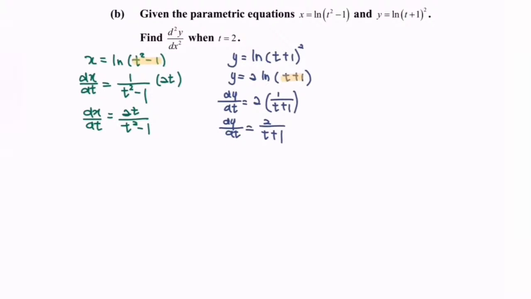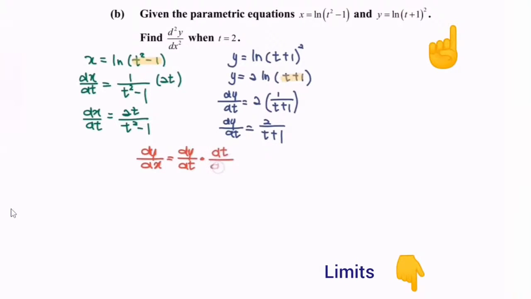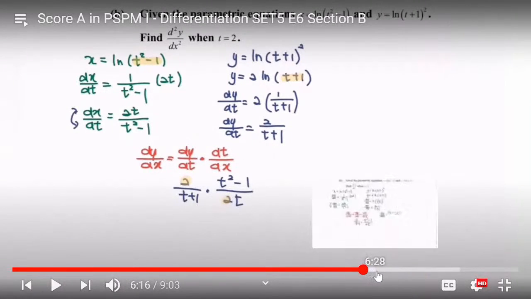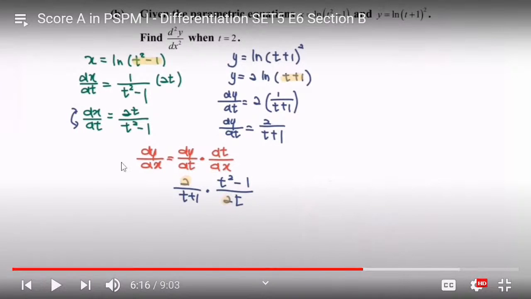Next, we are going to find the dy dx. So the formula would be dy dx equals to dy dt multiply with dt dx. So ini kebiasaan saya, selalu saya tulis formula. Sebab saya risau saya lupa. Okay, so saya akan multiply. Boleh? So jangan lupa untuk flip dx dt ni, flip.